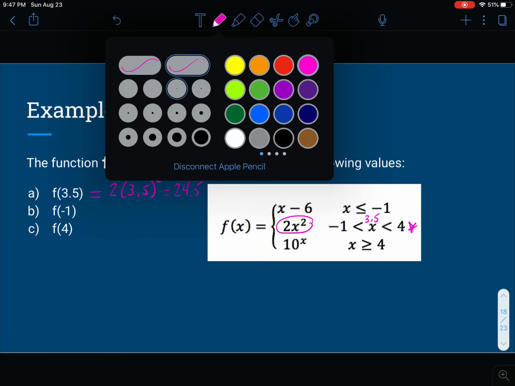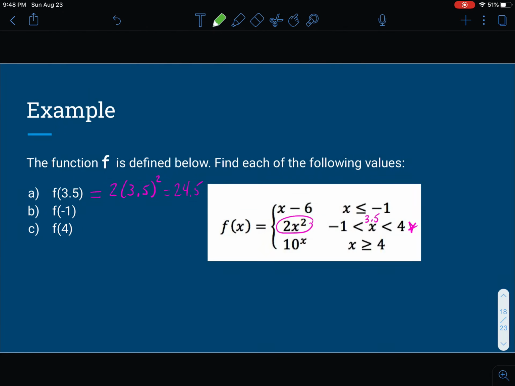Okay, so for the next one, we are looking at -1. So we want to know, where does it live? Well, let's see. If I test it out here, is -1 less than or equal to -1? Yeah, the equal to part works perfectly. So we would end up using this piece. So this would be -1 minus 6, which is -7.